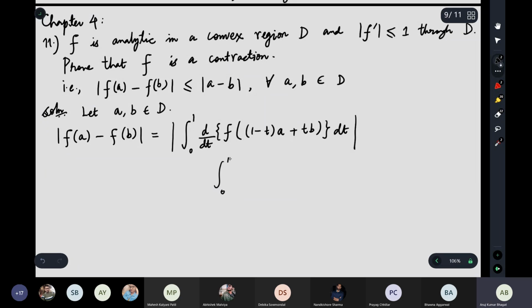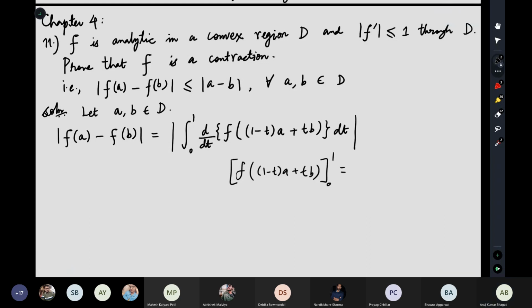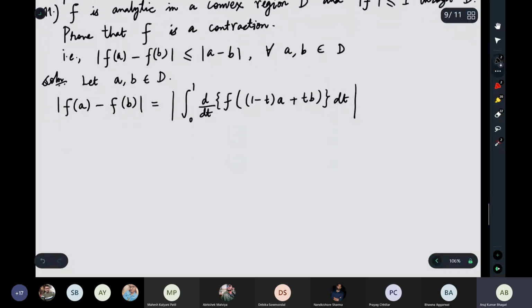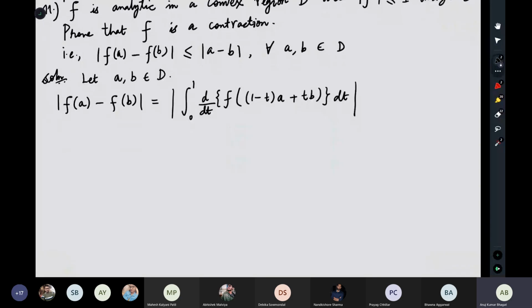Only this thing will remain. F minus M, right? f of (1 minus t)a plus t b at 0 and 1. At 1, it will be F of B, and at 0, it will be F of A, and hence we are done. So only this line you have to remember, because otherwise you cannot do this sum.